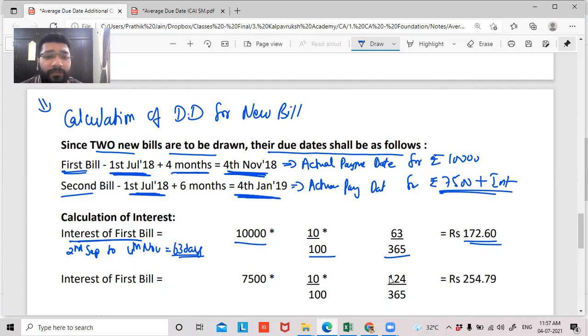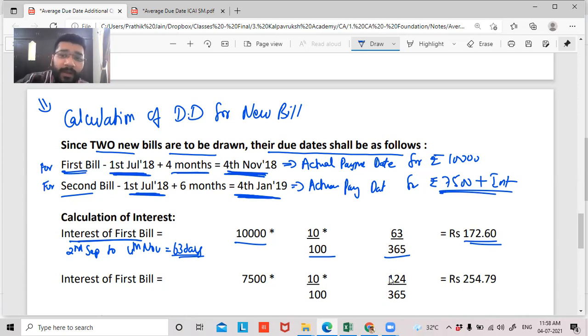Heading will be calculation of due date for new bills. Since two new bills are to be drawn, their due dates shall be as follows. For the first bill, it will be 1st July 2018 plus 4 months, which is 4th November 2018. And for the second bill, the due date is 1st July 2018 plus 6 months, which is 4th of Jan.